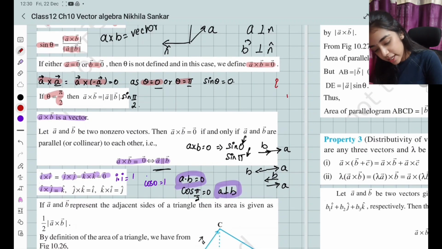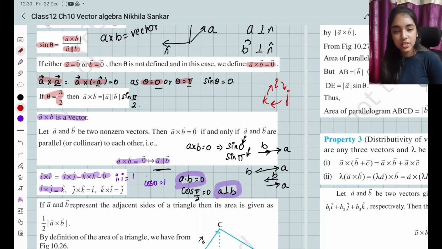So I'll draw I, J and K. So I cross J equals K, J cross K equals I, and K cross I equals J. If you take it the other way around, it is going to be negative.